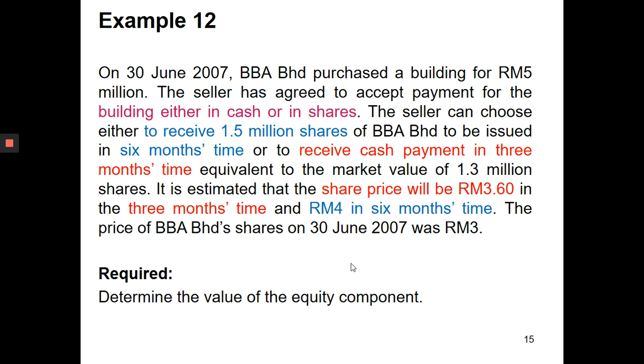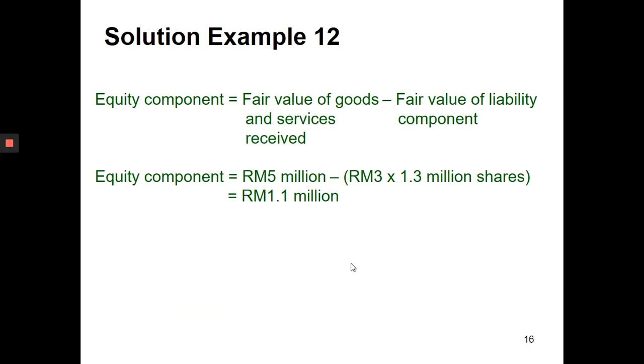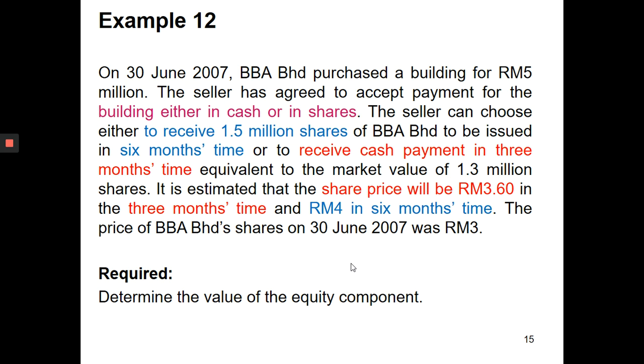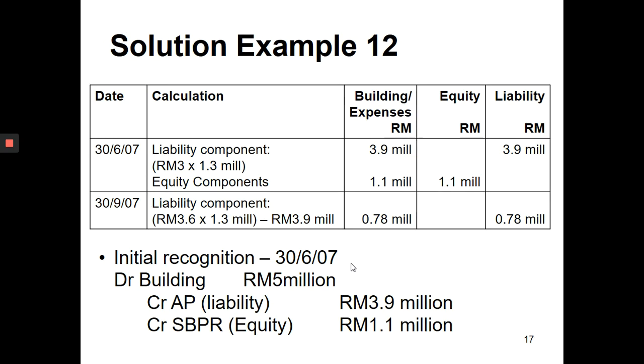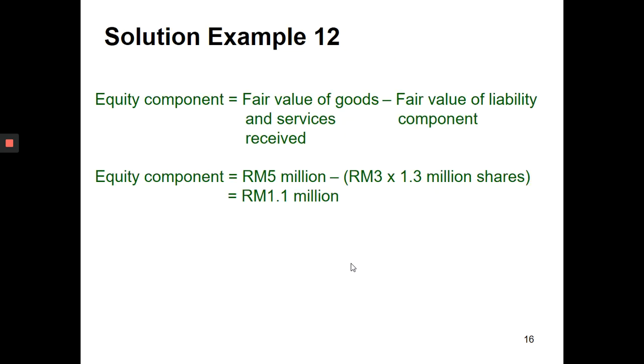1.3 million multiply with fair value on the date you enter into the transaction, 3 ringgit. Okay, so daripada sini kita dapat equity component dia adalah 1.1 million. So kalau kita tengok daripada sini, liability component adalah 3.9 million and equity component dia adalah 1.1 million.